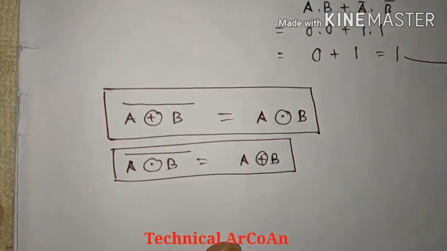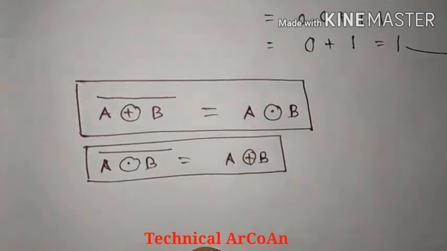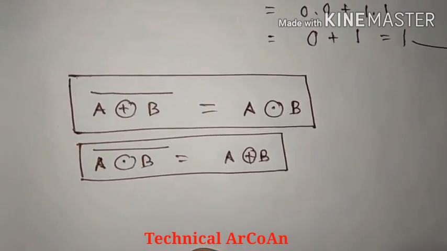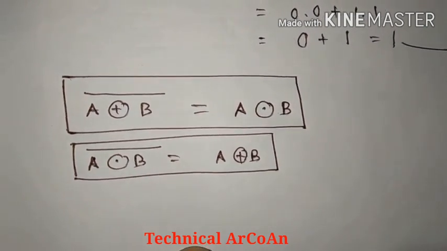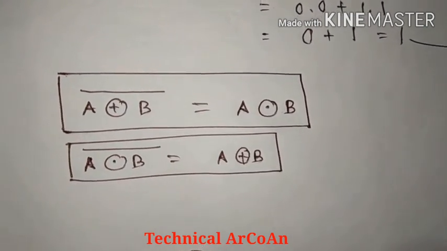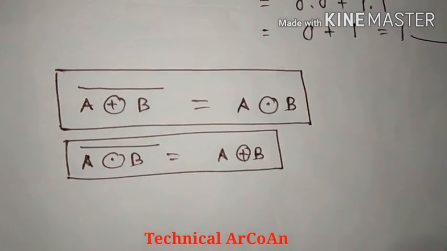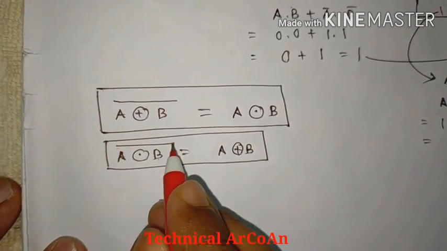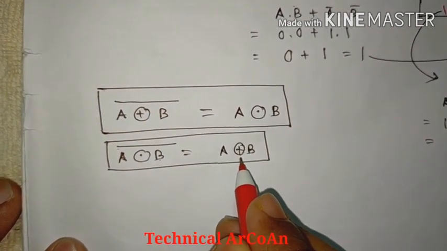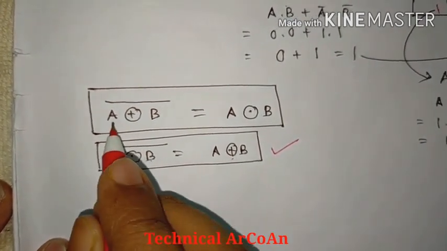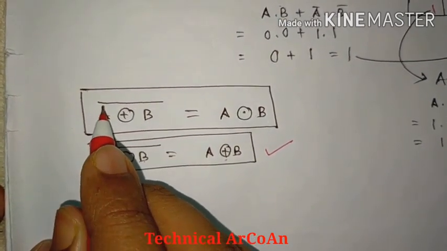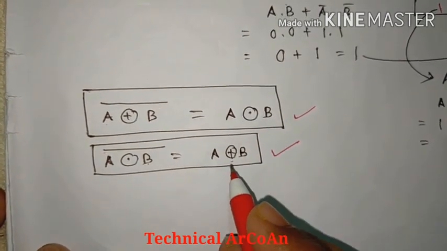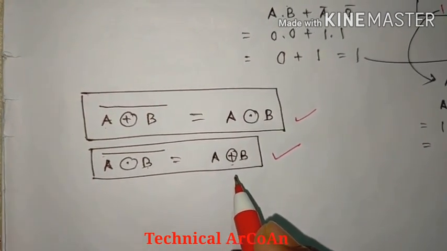The point to remember for XOR and XNOR gates is that the XNOR gate is the complement of the XOR gate, and also we can say that the XOR gate is the complement of the XNOR gate. So these are the two expressions. Here we define the XNOR gate and give a complement, which is equal to the XOR gate. In the same manner, we define the XOR gate and give a complement, which is equal to the XNOR gate. So these two relations are very important as far as logic gates are concerned.